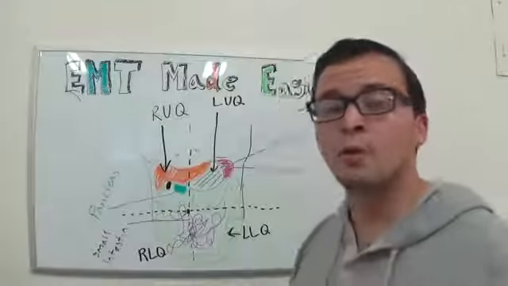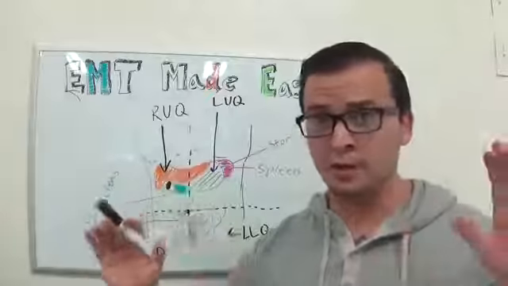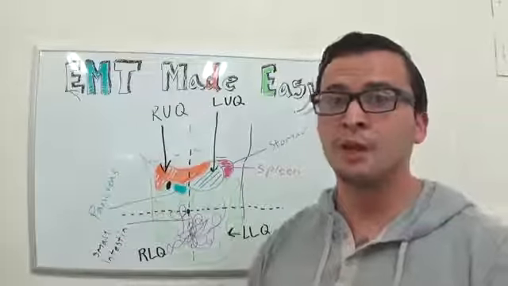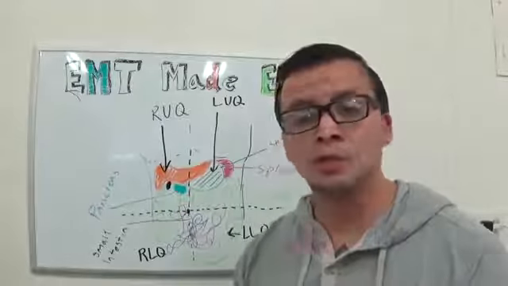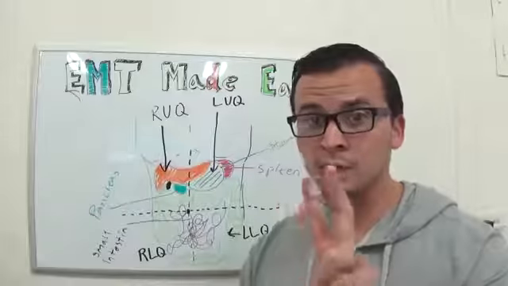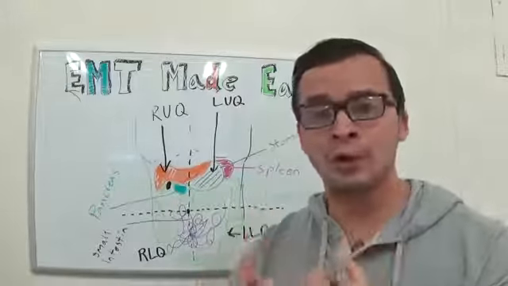Now let's talk about trauma. Just in general, when we're talking about EMT, we're keeping it basic, right? This is an EMT mini lecture. When we're talking about the abdomen and trauma, there are only 2 types of trauma you should know about. There's blunt trauma, and then there's penetrating trauma.